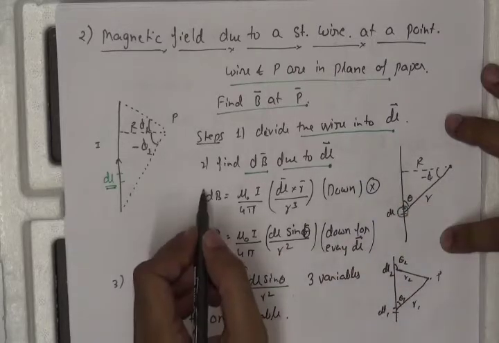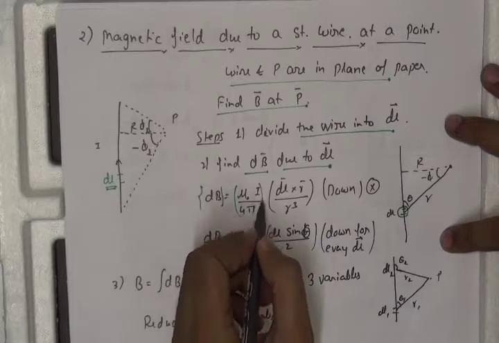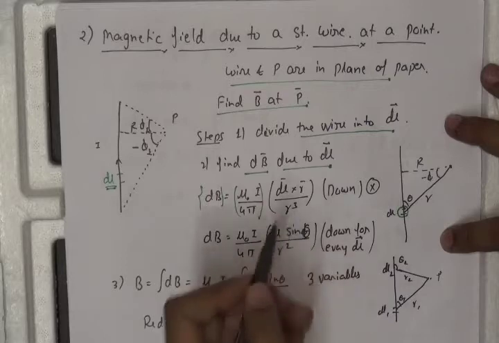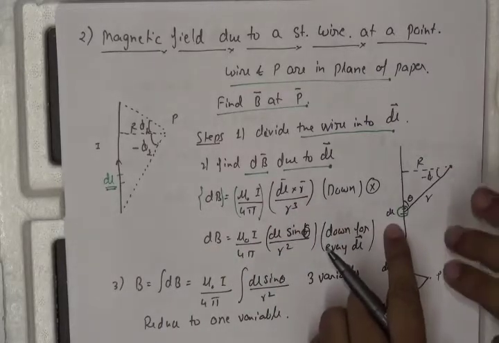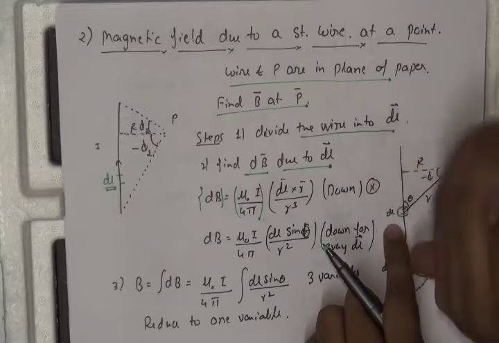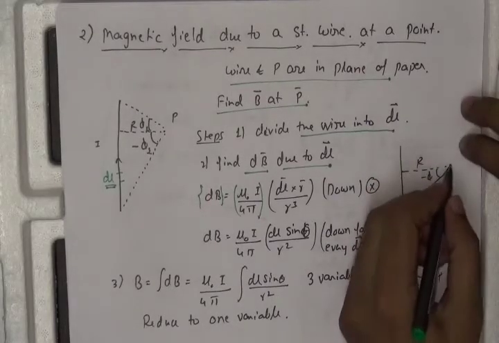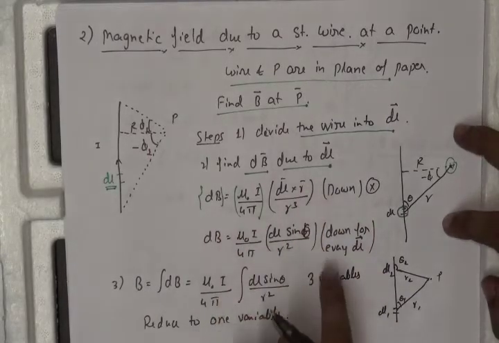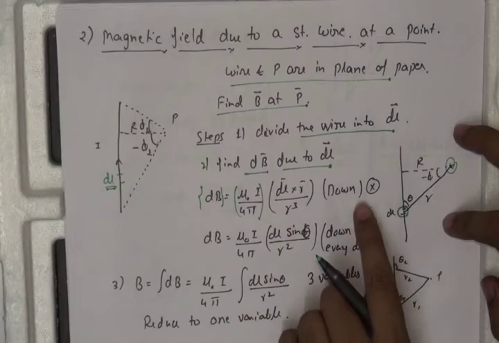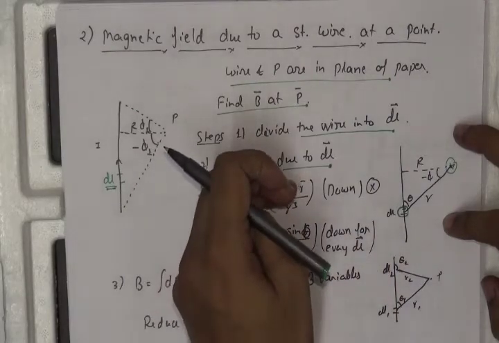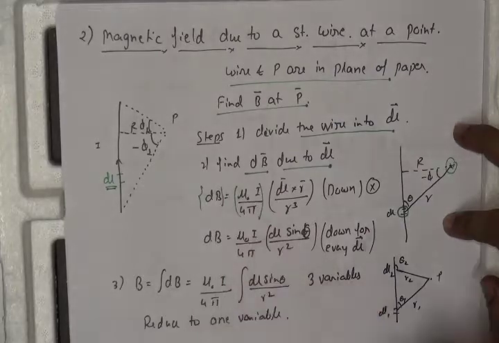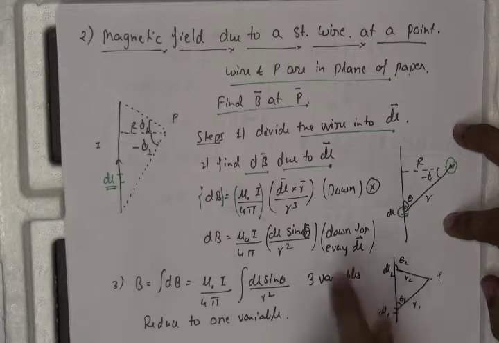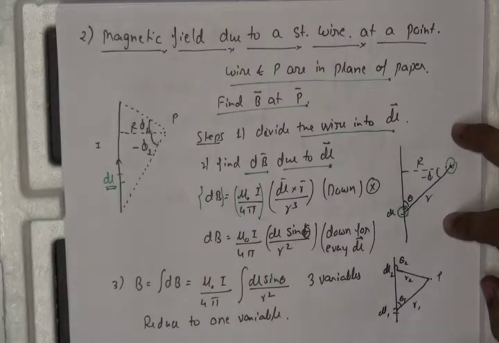So as per Biot-Savart law, dB will become equal to mu naught I upon 4 pi into dl cross r upon r cube. dl cross r will be a vector in the direction perpendicularly downward. Now dl cross r will be equal to dl into r into sine theta. This is r in the numerator and this is r cube in the denominator. So it will become equal to dl into sine theta upon r square, and this dB will be downward for each of the dl.